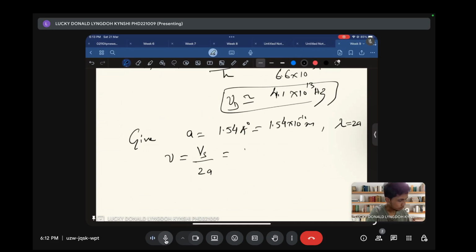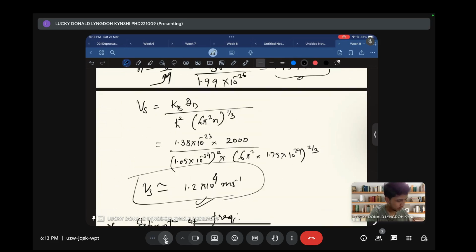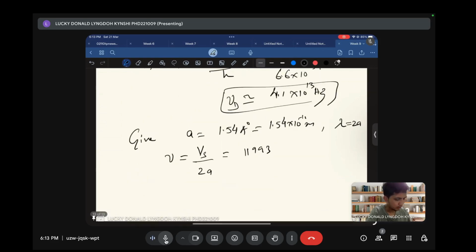Vs is already given to you. It's 1.2 into 10 to the power 4, approximately. So 1.2 into 10 to the power 4 divided by 2 into a, which is given as 1.54 into 10 to the power minus 10. So your dominant frequency is approximately 3.89 into 10 to the power 13 hertz.